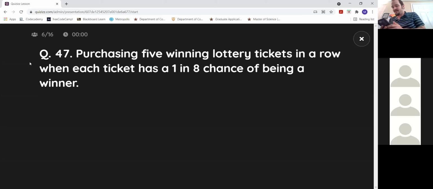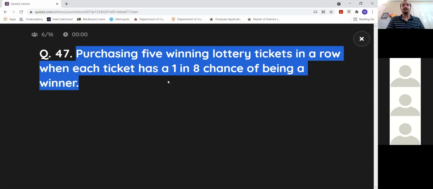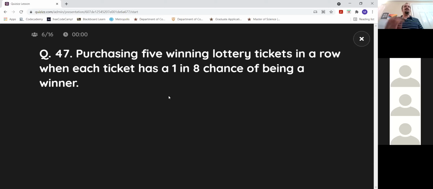Purchasing 5 winning lottery tickets in a row, where each ticket has a 1 in 8 chance of being a winner. So this is probably why I don't play the lottery. Are these dependent or independent? If I win on my first lottery ticket, is it going to determine whether I win on my second lottery ticket? Does it matter? No. They're each independent random selection, right? You don't know which one's winning. Yeah, it's each an independent 1 in 8 chance.